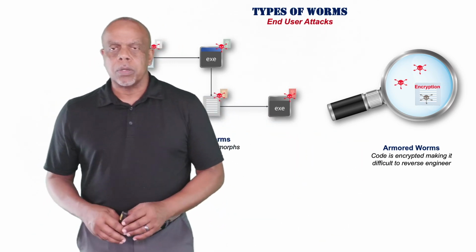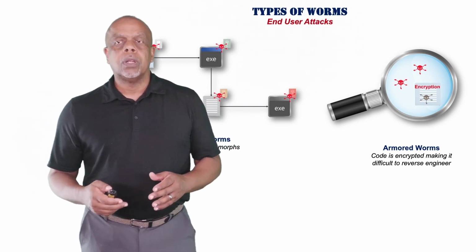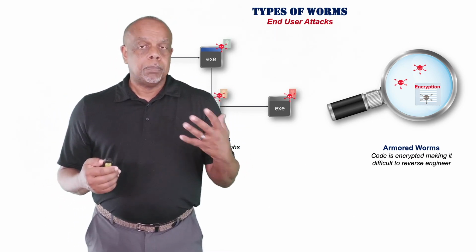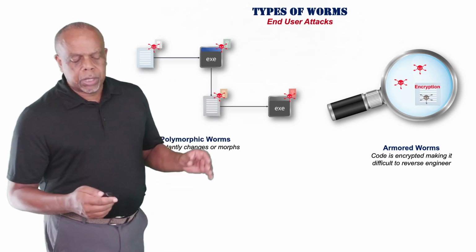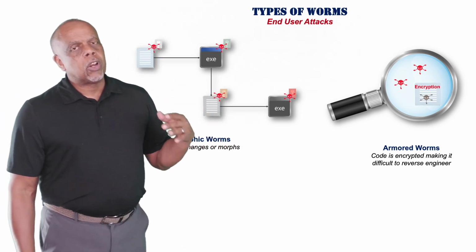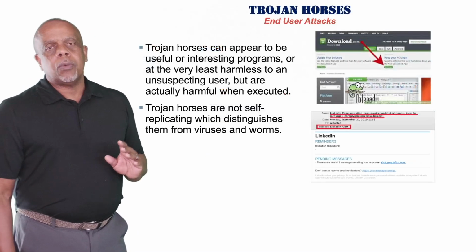Now, what is an armored worm? That's code that is encrypted, making it difficult for antivirus companies to reverse engineer it so they can develop a signature. So like I say, the level of worms has gotten very sophisticated from the early days of when worms and viruses were being developed.